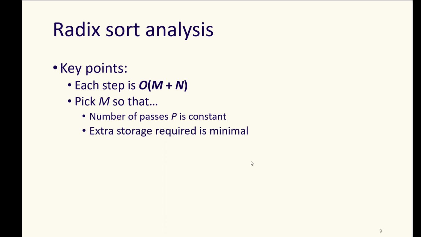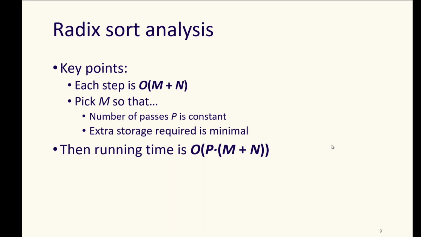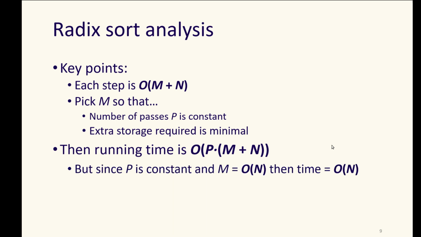The extra storage that's required for this is relatively minimal. We're only going to need to set up those buckets. So we may have some empty buckets. That's a tiny bit of wasted information, but it will be m buckets for it. And we will have to put our n items into those different buckets. So the running time for this is O of p times m plus n. And to break that down, since p is a constant, we get by multiplying in pm and pn.